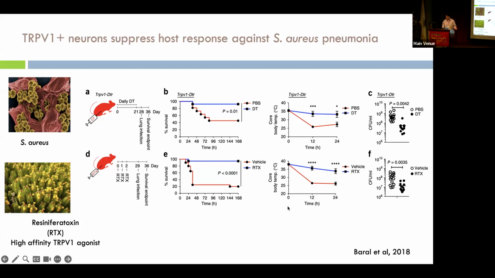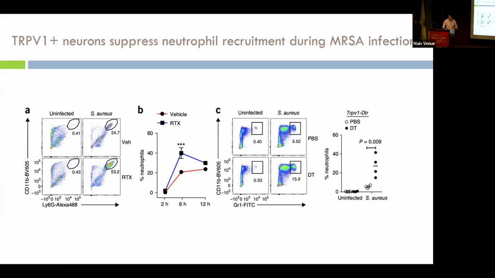So what's going on here? It turns out one of the things that happens is if you lack these neurons, either in the RTX or TRPV1-DTR mice, you get faster recruitment of neutrophils. And neutrophils are really important for clearing bacteria. So early on, they actually rush in more. So the neurons seem to be suppressing neutrophils. But this is counterintuitive. You're detecting a bacteria, maybe harmful, and actually this is bad for controlling it.